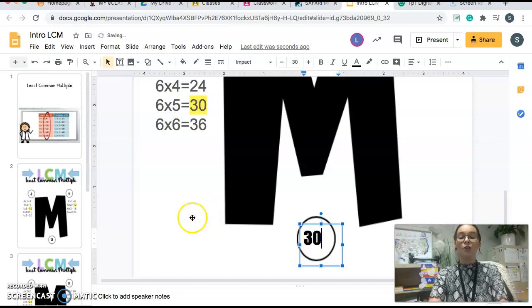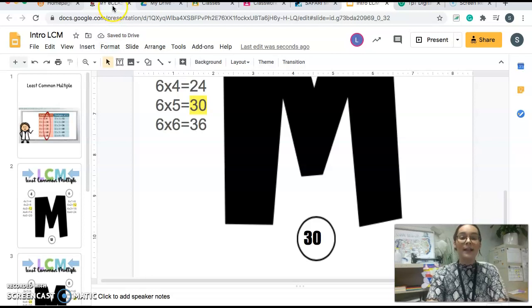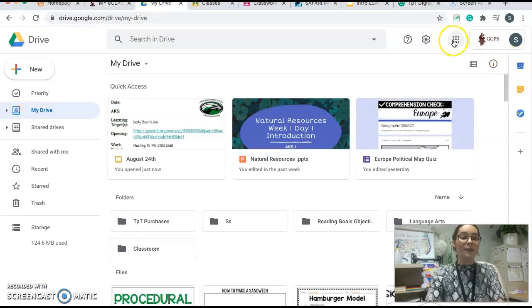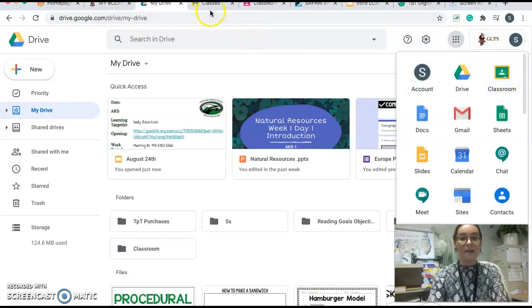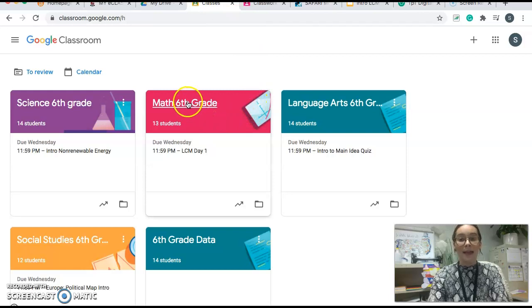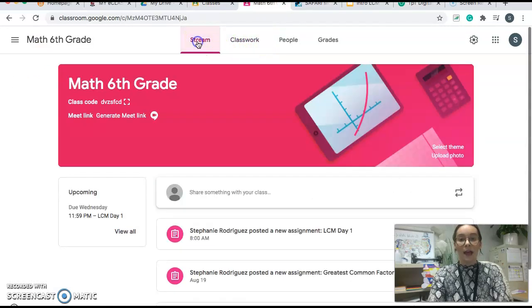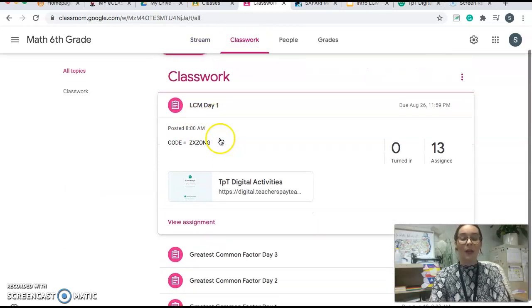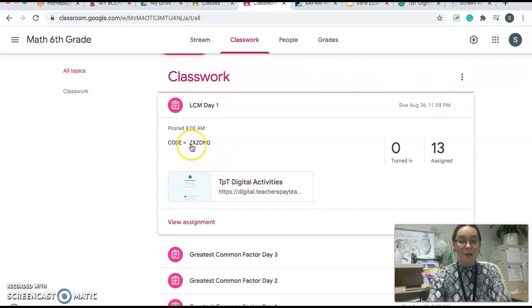Now, to do your worksheet today, you can find it in 2 ways. You can either go here and click G Suite for Education. After clicking that, you'll come to the drive, you'll click the waffle, and you'll click your classrooms, okay? Once you get into classrooms, we are in math. You click here, and you'll be able to click classwork. Starts with the letter C, classwork. And you should find least common multiple day 1. You'll simply click the activity and put this code in, okay? ZXZ O, not 0, but the letter O, NG.